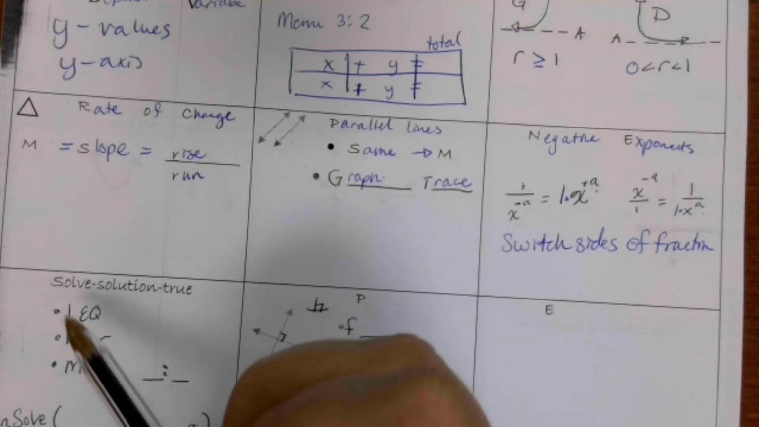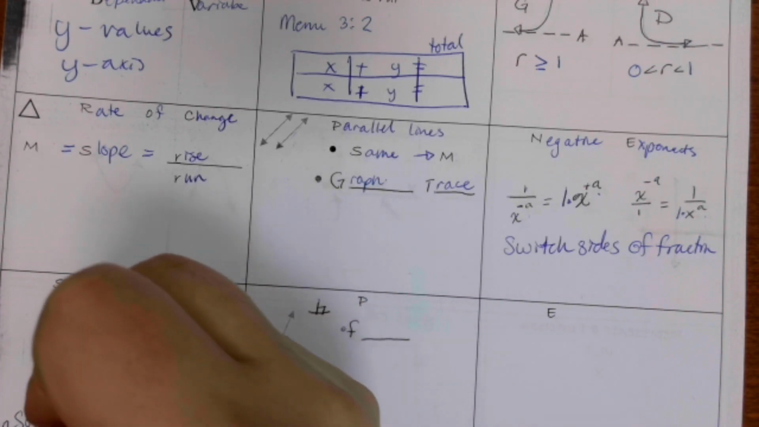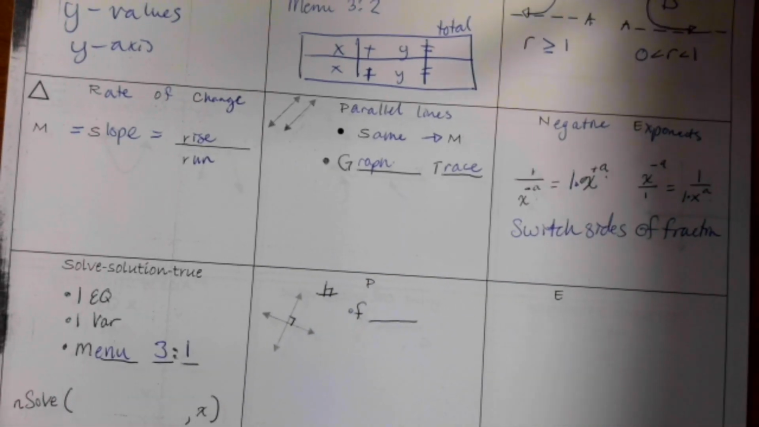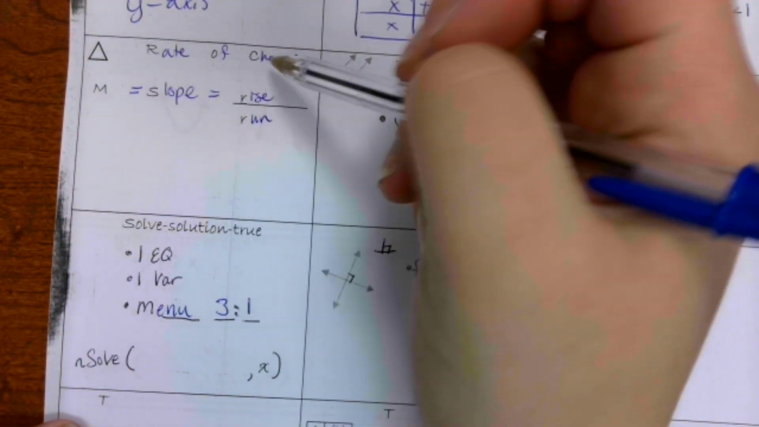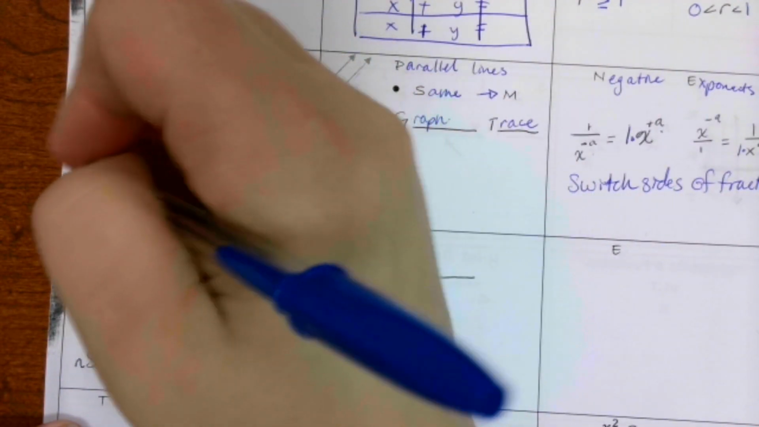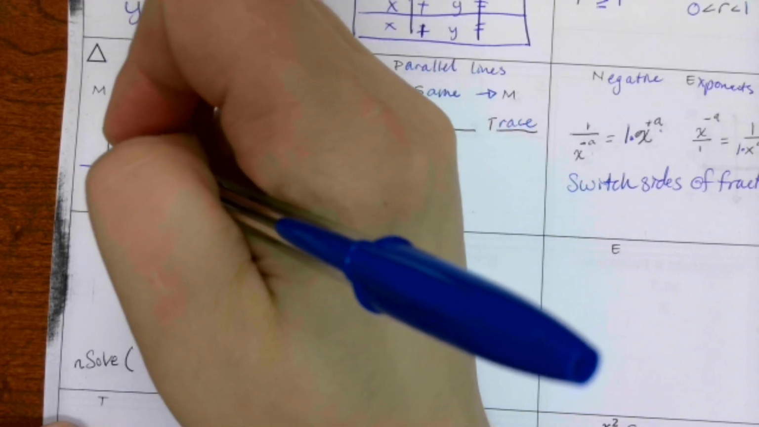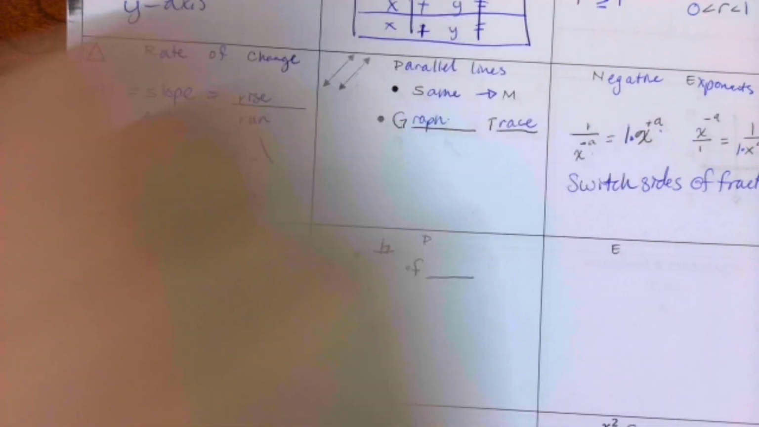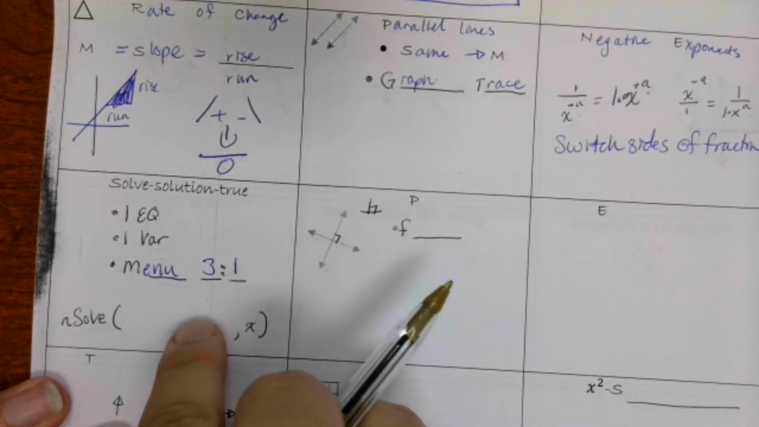Okay, so for solving your equations, this is just going to be menu 3, 1. I don't know if I'm allowed to keep this end solve on there, but if I am, I'm totally keeping it. Oh, I forgot something on rate of change. My apologies. Rate of change, the triangle here is to remind you on the graph, you use the triangle. You do rise, and this is your run. And don't forget Mr. Slopeman. Really helpful. Right. This is where you put your equation.